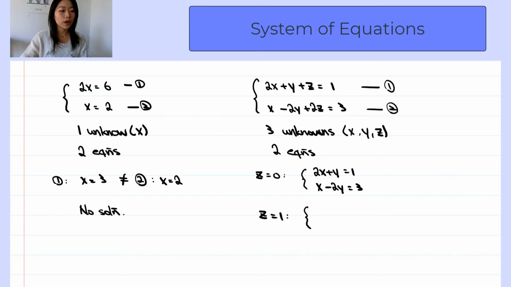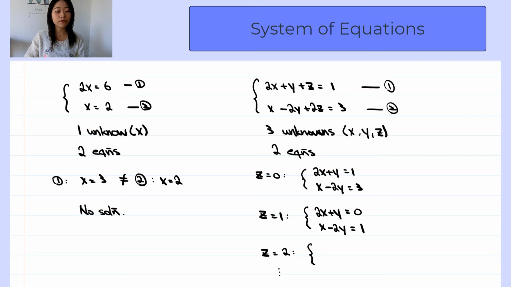We substitute z equals 1 back into our equations 1 and 2. We get again two equations with two unknowns. 2x plus y plus z equals 1. Let's just move the z to the right hand side: 1 minus 1 is 0. Equation 2 we have x minus 2y equals 3 minus 2z, and z is 1, so 3 minus 2, the right hand side is 1. Similarly, we can have z equals 2, and we'll get another two equations with two unknowns, and so on. We can have z equals 3, 4, 5, or even 0.1, 0.2. So here we will get infinitely many solutions.